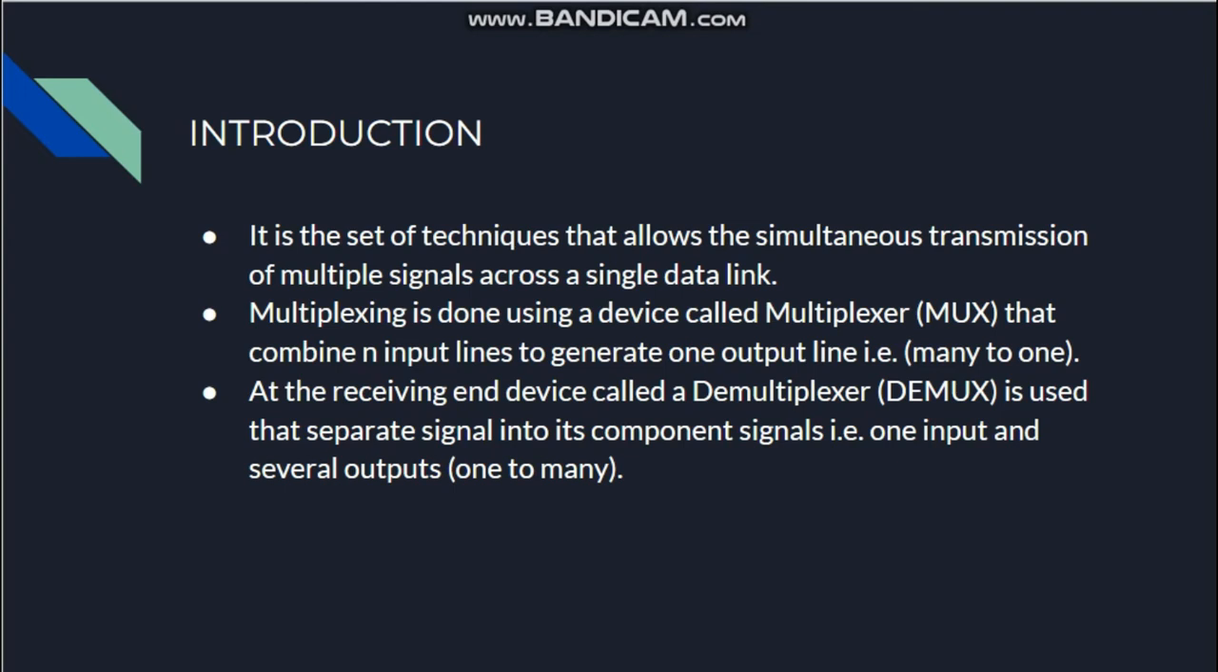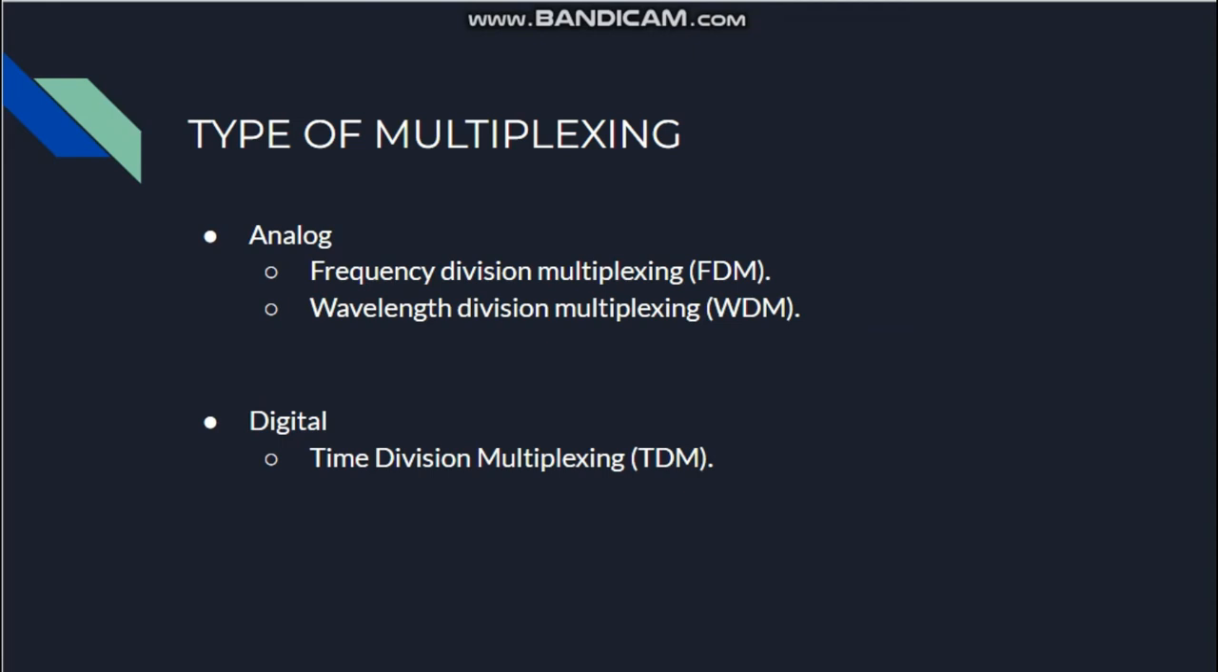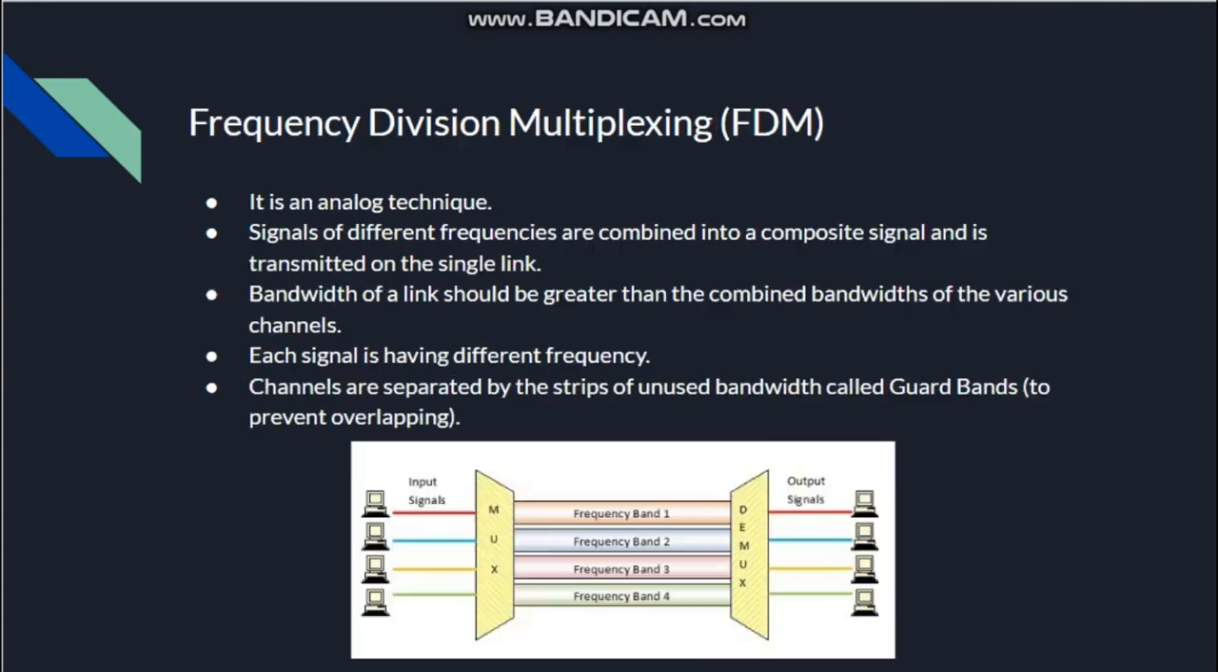At the receiving end, a device called a demultiplexer, or demux, is used to separate a signal into its component signals, for example, one input and several outputs, which is one to many. There are two types of multiplexing, analog and digital. For analog, we have frequency division multiplexing (FDM) and wavelength division multiplexing (WDM). And for digital, we have time division multiplexing (TDM).